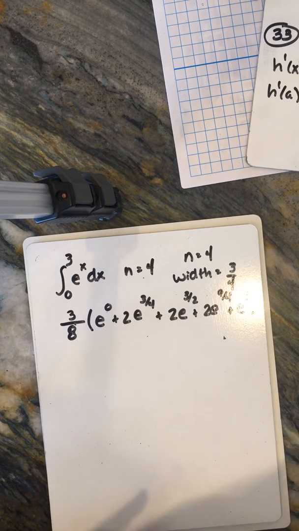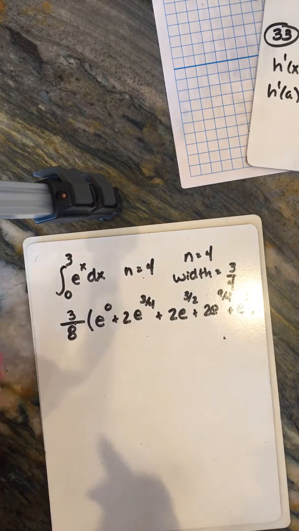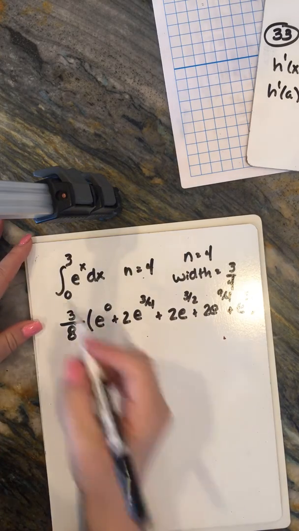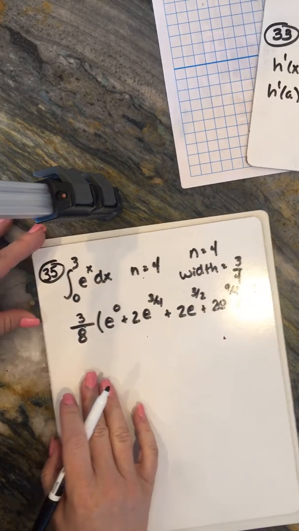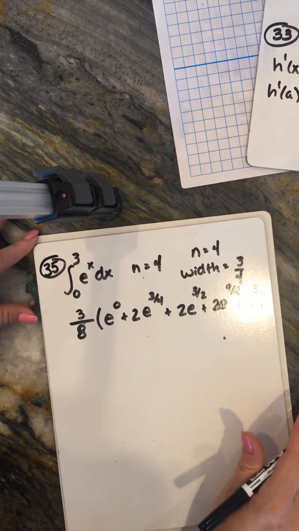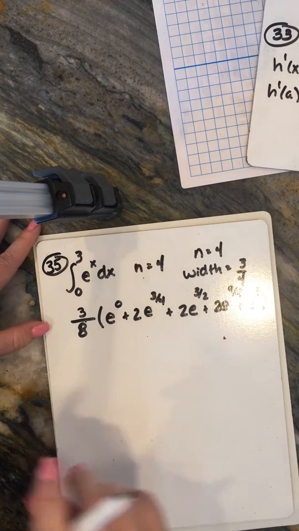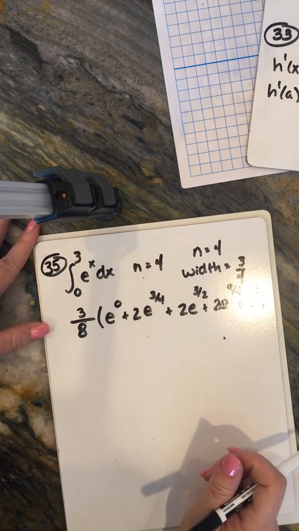All right, 37. 37, I actually need to ask Mr. Klein about 37. He told me we didn't need to know L'Hopital's rule, but you need L'Hopital's rule to do 37. So put that one aside for a moment.